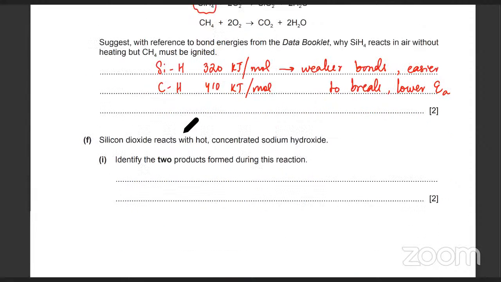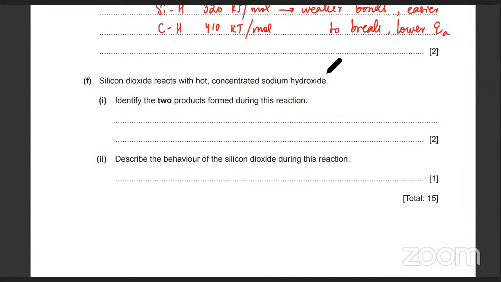Next one is silicon dioxide reacts with hot concentrated sodium hydroxide. Identify two products formed during the reaction. So SiO2 is slightly acidic. So it's going to react with NaOH and it would form silicates. This is also part of inorganic. It's going to form silicate, which is Na2SiO3, and a water molecule is also going to be produced.